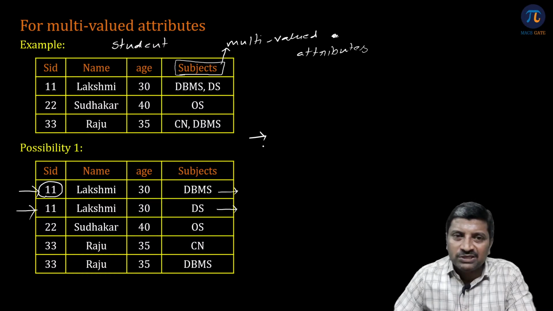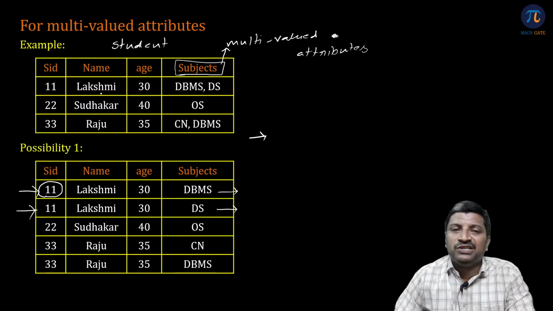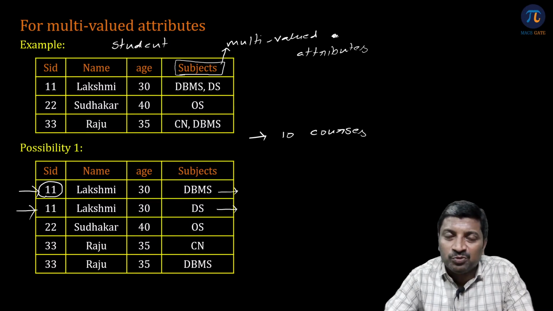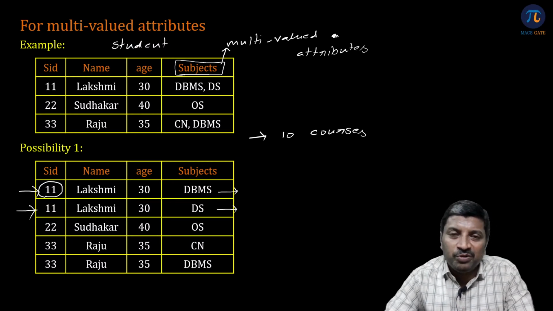The first problem is, suppose a student Lakshmi has registered 10 courses. Then in that particular situation, what are we supposed to do, sir? I need to store the details of Lakshmi 10 times. So it leads to redundancy. We are storing the same data 10 times, which is wastage of memory, which is redundancy. Hope you understood it. So that is the main drawback of this possibility, right?